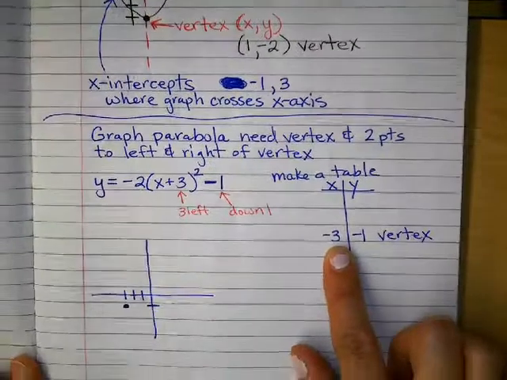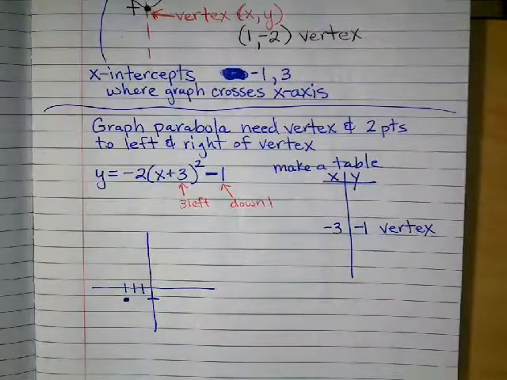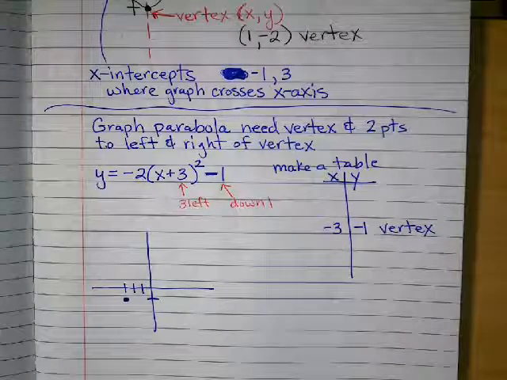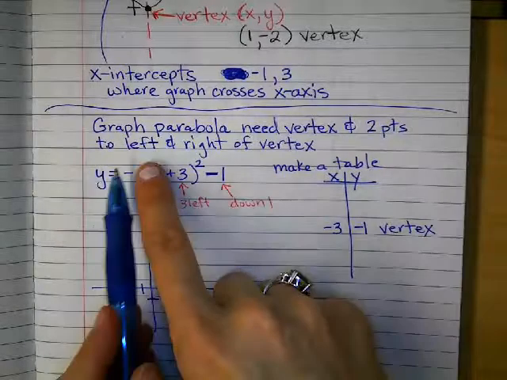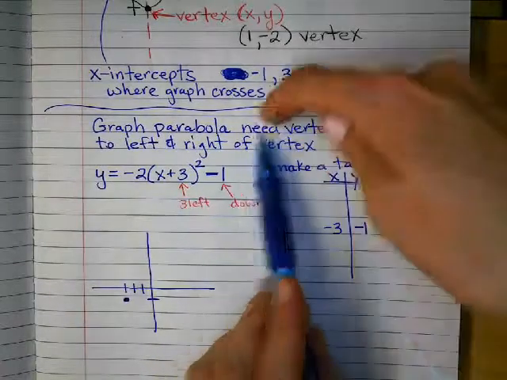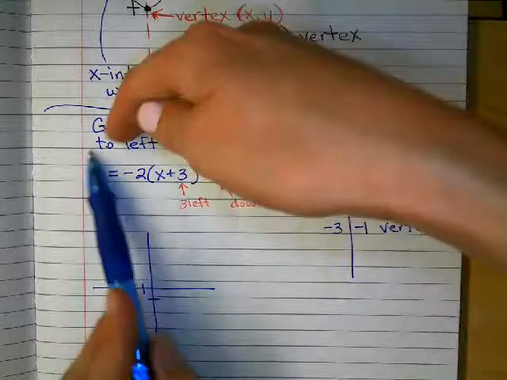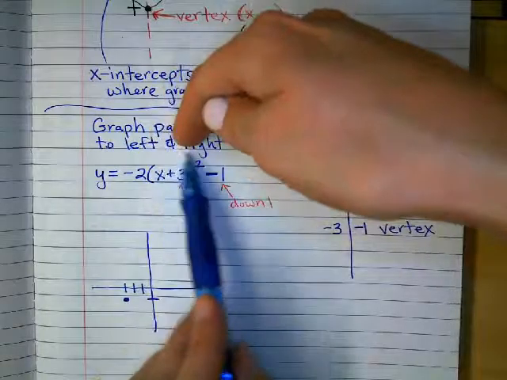Simon's going to be on Alex to make these. Okay, now the first part, we got the vertex. We need the vertex. Now we need 2 points to the left and the vertex.